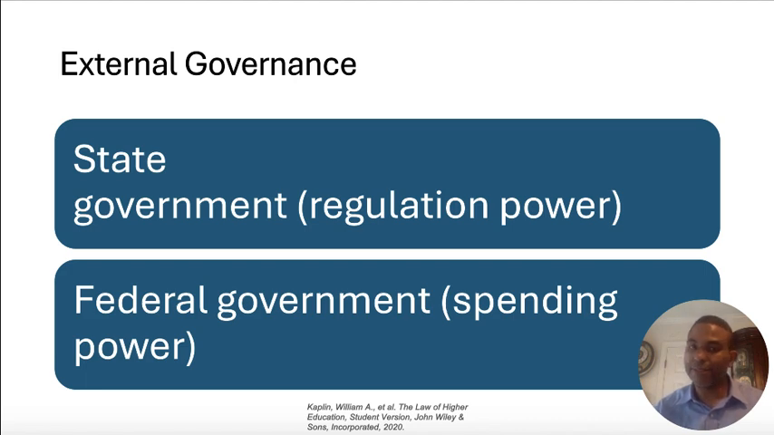but big impact. Also, in terms of external governance, you have the state government, and there you do have more regulation power. In many cases, the state constitutions do assert regulation power over colleges in that state, particularly public colleges in that state. So I just want to give you that as an overview.